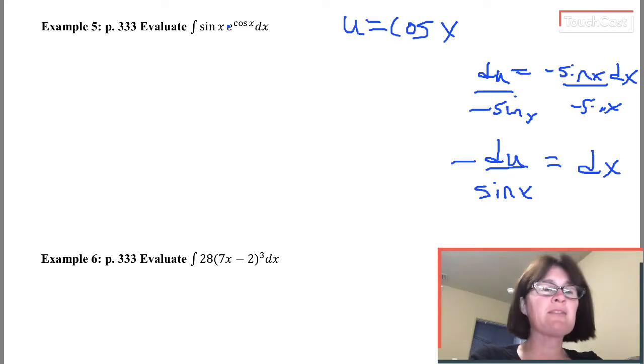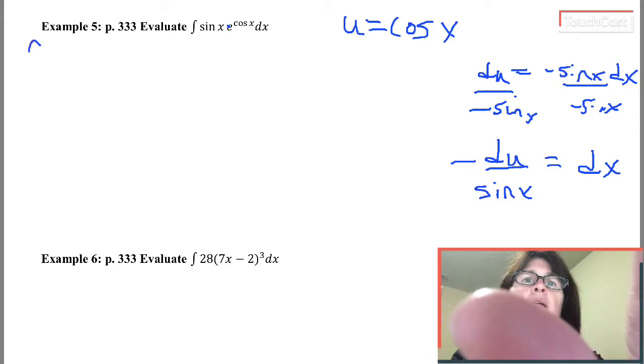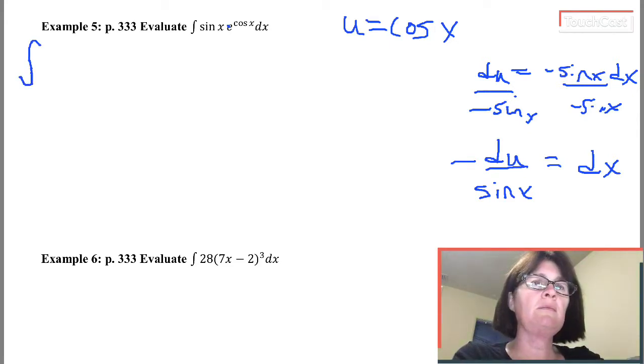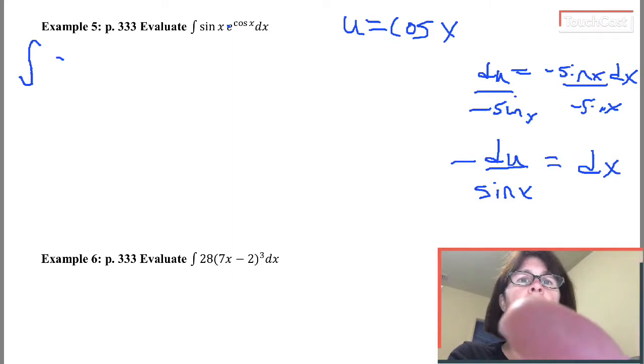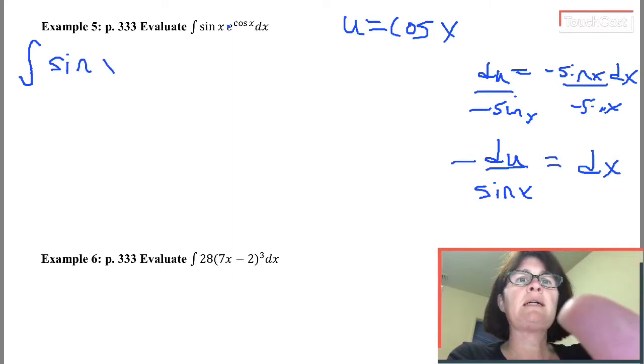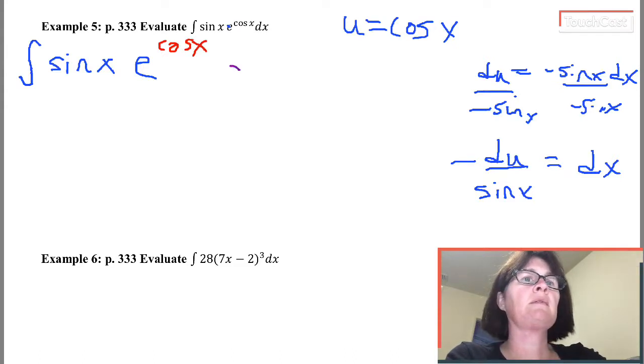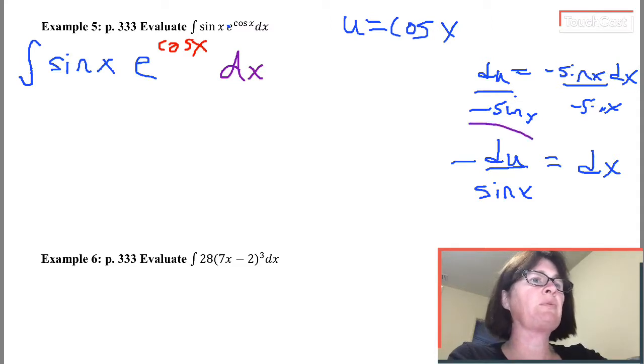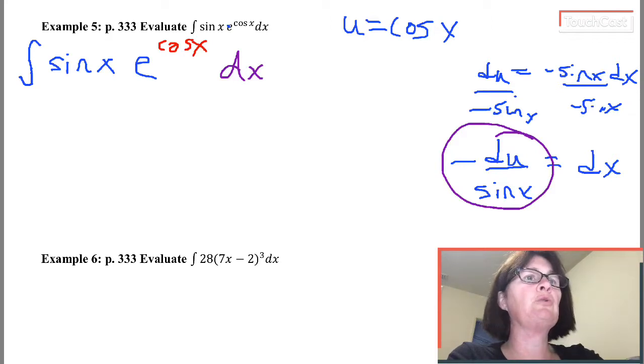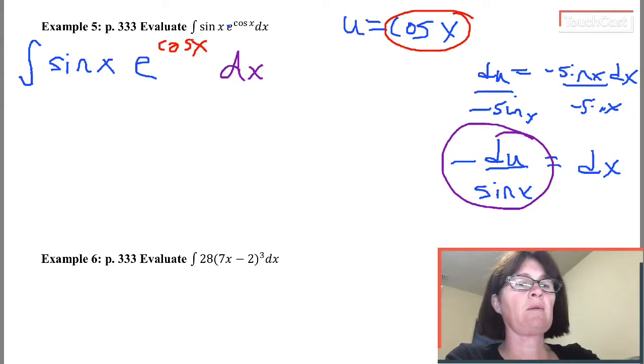I'm going to rewrite my integral using colors. You don't have to actually use colors, but I'm just going to write it these first couple times while you're getting used to it. So the integral of sine x e to the cosine x times dx. Look what I'm going to use in place of dx. Look what I'm going to use in place of u. I'm going to write my new integral.